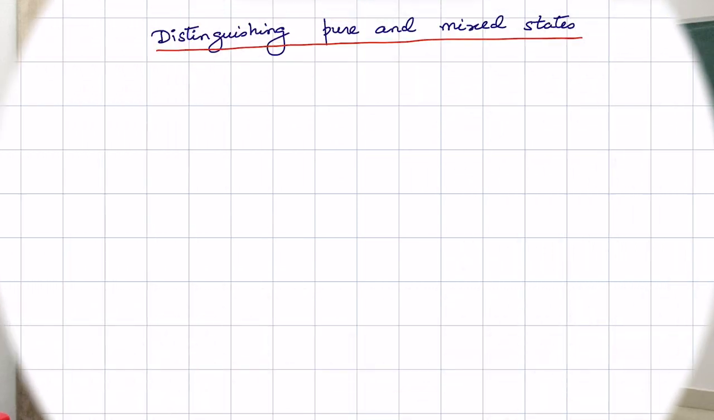Now let us discuss how to distinguish pure and mixed states using the density matrix formalism. After that, I will discuss a couple more interesting properties of the density matrix operator, which are going to be very useful later on in our treatment of quantum entanglement. How to distinguish a pure and mixed state?